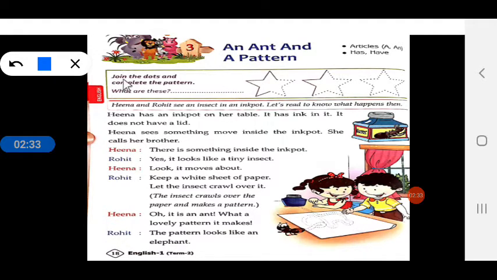So here, join the dots and complete the pattern. Half has been done here. For the rest of the part, you have to join the dots and complete this pattern. And also at the end, what are these? You have to write those names. So take a pencil and join the dots one by one like this. I'm joining here.